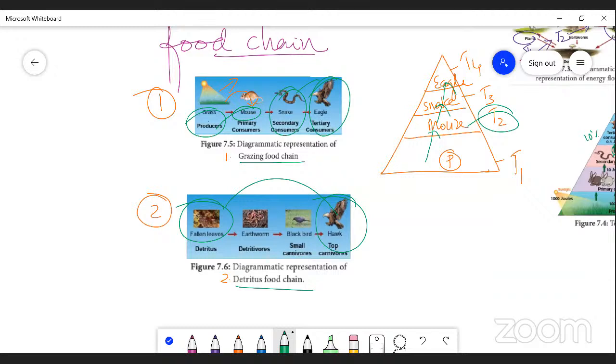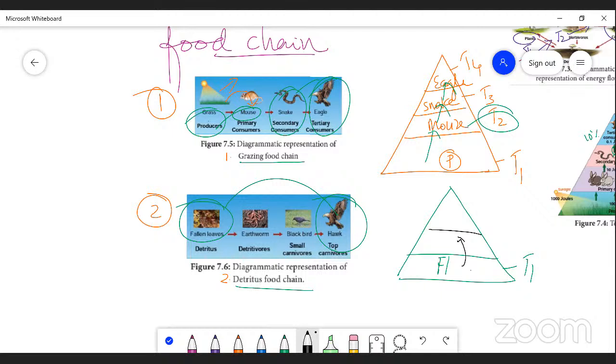I repeat once again. Now this is a trophic structure. It is designated by T1. Here the producer is absent. Instead of the producer, the fallen leaves are there. The fallen leaves are considered to be the producer here, which are dead organic matter. From dead organic matter, the food materials are transferred from trophic level 1 to trophic level 2, which is occupied by the earthworm. The earthworm is considered to be a consumer, I can say primary consumer.